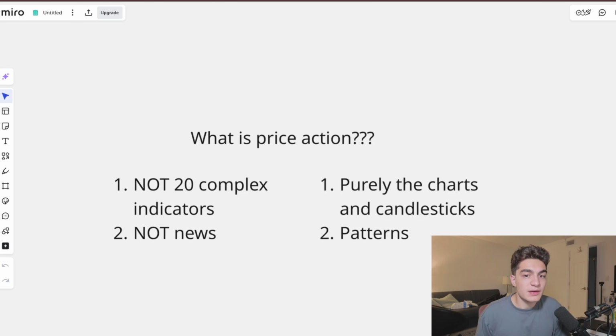It is not my grandmother telling me not to buy Bitcoin and not to invest in this. And it is not my uncle at the dinner table saying, hey, I heard this was a good company. None of that is price action. That is not what I trade, and that is not what I teach. I teach price action, which is purely charts and candlesticks and patterns. That's it. That's all I look at, and that's what we will be doing in today's video. I'll be teaching you price action setups.